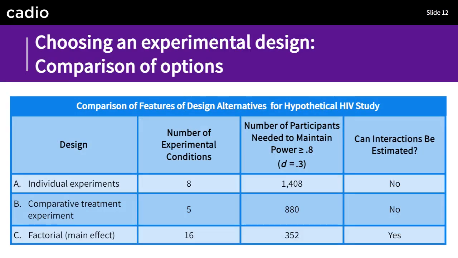Now let's compare the factorial design to the other 2 approaches. The factorial design requires by far the largest number of experimental conditions, 16 as opposed to 8 for the individual experiments approach and 5 for the comparative treatment experiment. However, the factorial design requires many fewer participants, only 352 as opposed to 880 for the comparative treatment approach and 1,408 for the individual experiments approach.